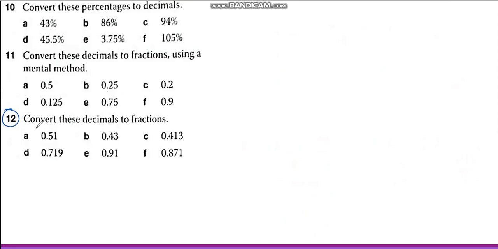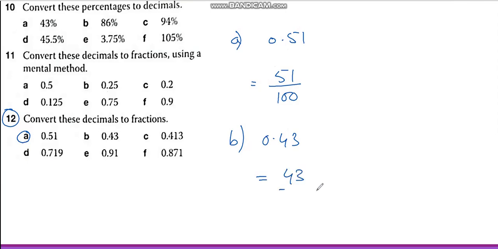In question number 12, it says convert these decimals to fractions. In A part, if I write this question as 0.51, generally we read it as 0 and 51 hundredths, so we can write it as 51 over 100. Similarly, in B part, we can write 0.43 as 43 hundredths. This is how we can convert decimals into fractions.